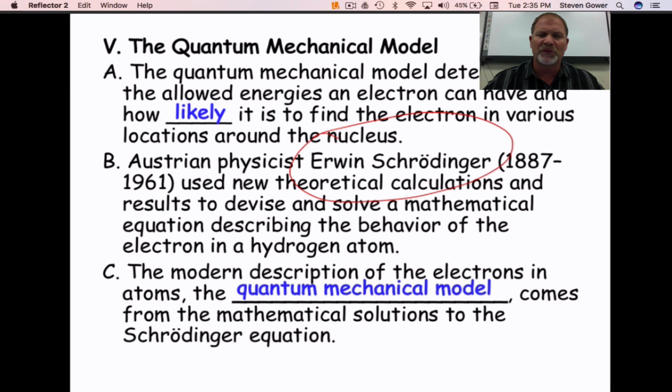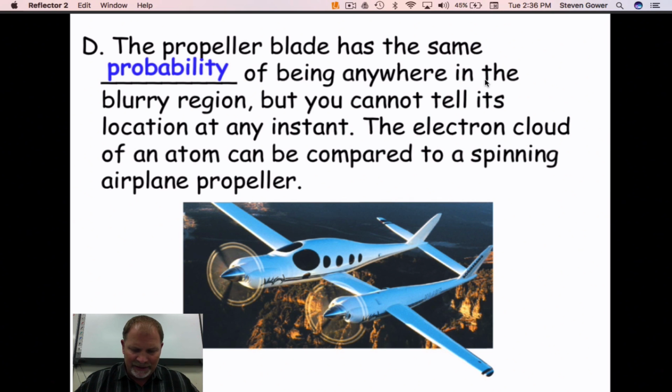Scientist Erwin Schrödinger's mathematical equation, or solution, actually led to our quantum mechanical model, the most prominent model used today, and it gives us our best understanding of where the electrons are actually located. About 90% probability we're going to find these electrons.